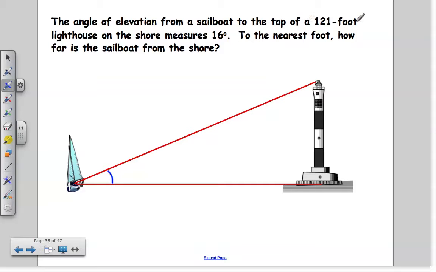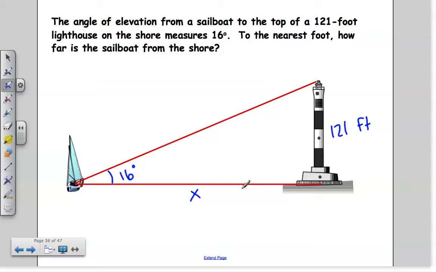To the top of a 121-foot lighthouse. Oh, okay, the lighthouse itself is 121 feet tall. Oh, this is the angle of elevation. The angle of elevation measures 16 degrees. How much I'm looking up from the sailboat is 16 degrees. Instead of straight ahead, I'm elevating that much. To the nearest foot, how far is the sailboat from the shore? The sailboat to the shore would be this distance here. I'll mark that as X.